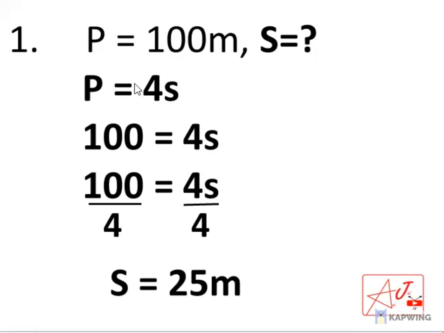Ayan, sinubstitute na natin. 100 equals 4S. Kailangan lang natin ay S pero may 4 pa. Kailangan natin eliminate si 4 by dividing both sides by 4. Ayan. So therefore, ang ating missing dimension for number 1 is 25 meters.